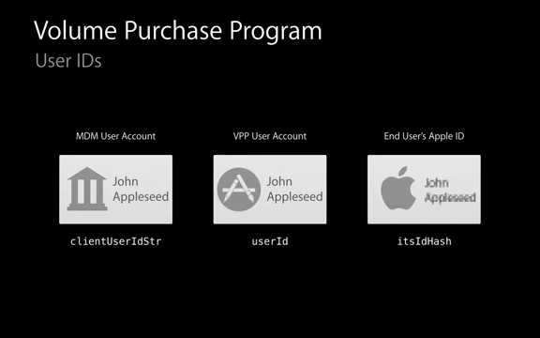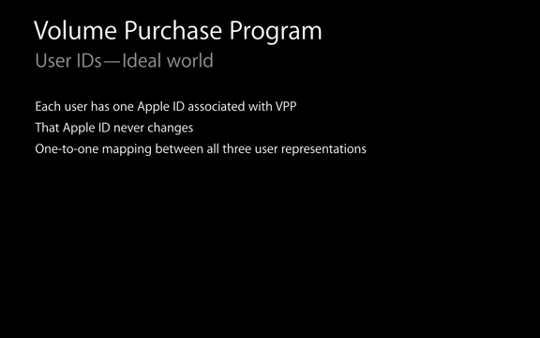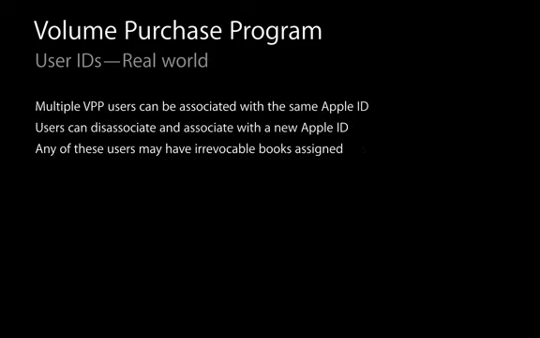Now, this would be very simple if we lived in the ideal world, where each user had one and only one Apple ID associated with your VPP account and would never change that Apple ID. In this case, there'd be a simple one-to-one mapping between all three of these representations of the user. Sadly, as many of you may be aware, we don't live in an ideal world.